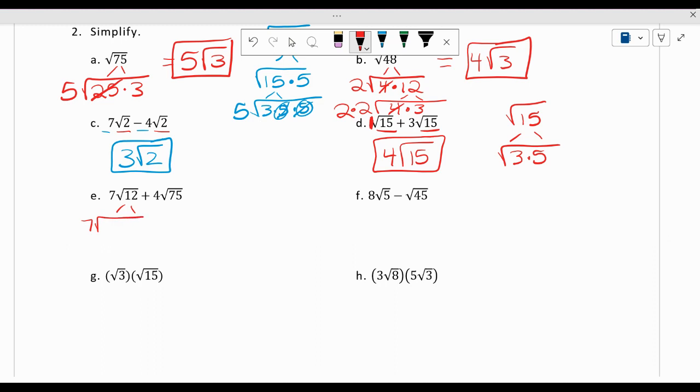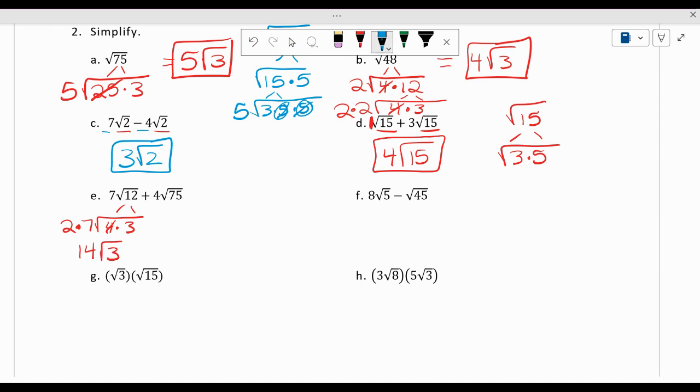What are two numbers that multiply to 12? That's 4 times 3. Square root of 4 is 2, so I'm going to pull out a 2. 3 is not a perfect square, does not have a match, so my simplified answer for the first radical term is 14 radical 3.